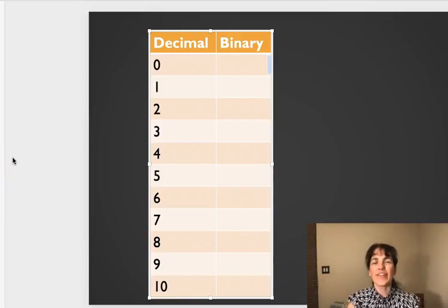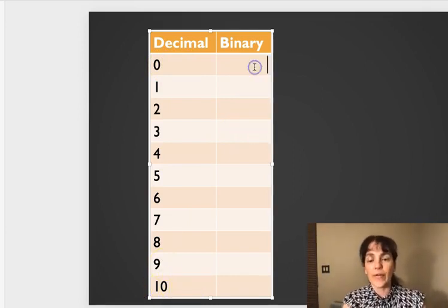Today we're going to talk about bitwise operators in C. And I'll start off with a quick review of binary. We're used to dealing with the decimal system where we have 10 different digits, 0 through 9. And then if we want to go any higher than 9, we need another position.